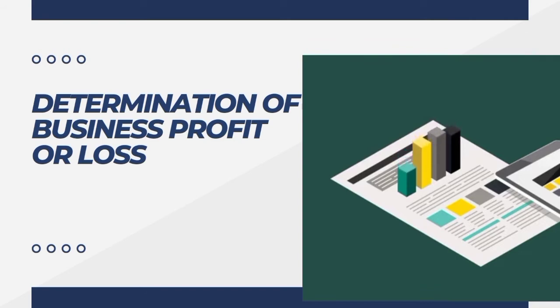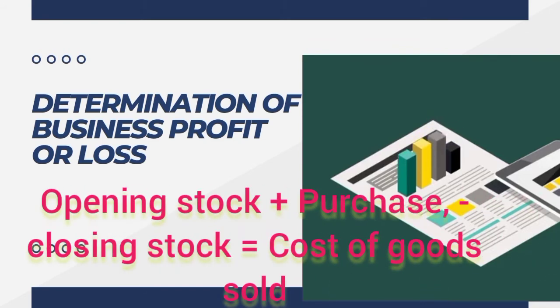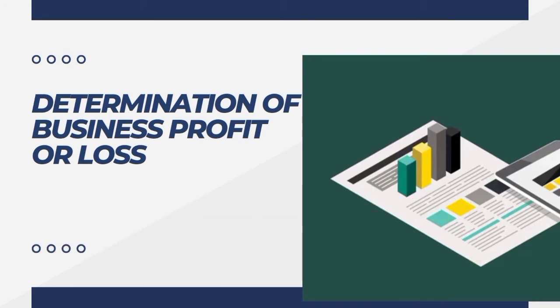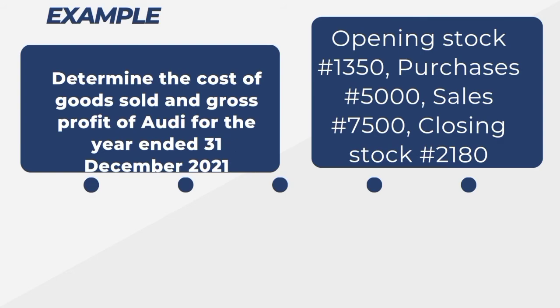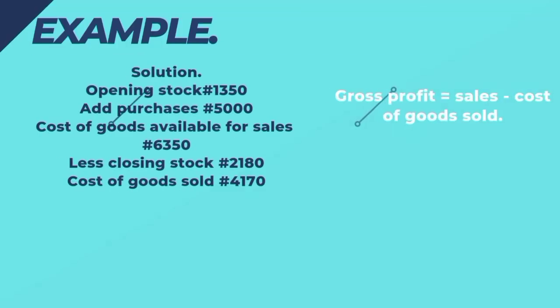To achieve this, the value of purchases made during the year is added to the value of opening stock, and then closing stock is deducted to arrive at the cost of goods sold. And after that, you deduct the cost of goods sold from the sales to arrive at your gross profit.